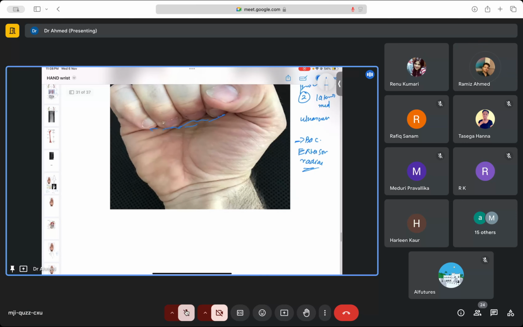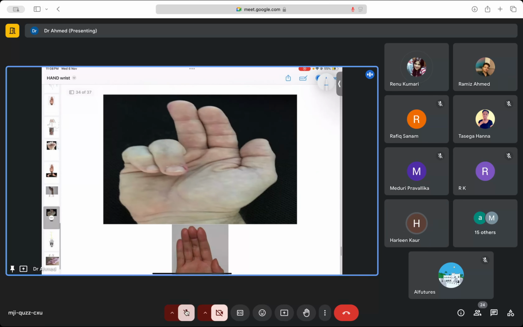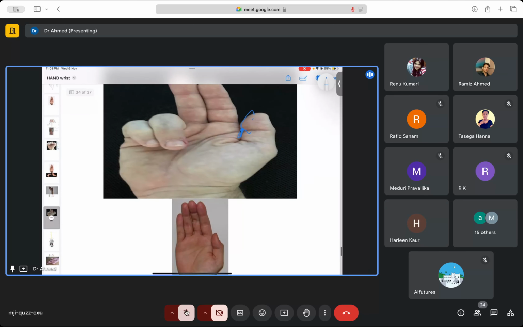Okay. Let me add another thing. For example, if someone has a median nerve lesion, you're going to see loss of abduction, flexion of the thumb, and opposition. So it means your thumb would be adducted, right? Let me just show you here. Give me a second. It means your thumb would be adducted, right?